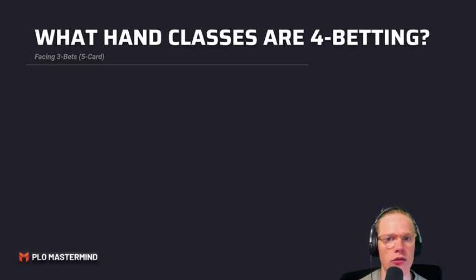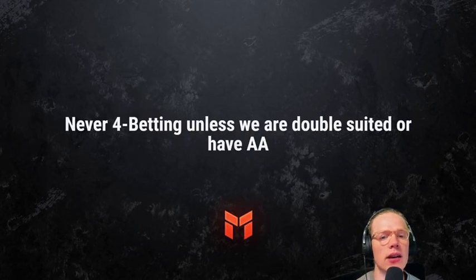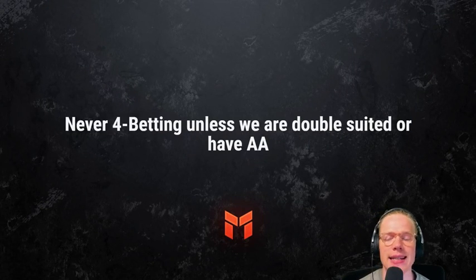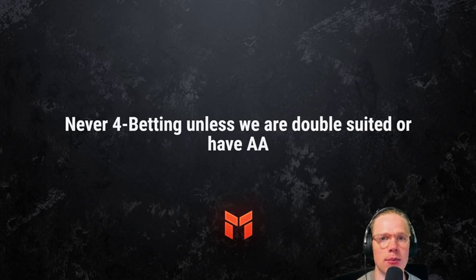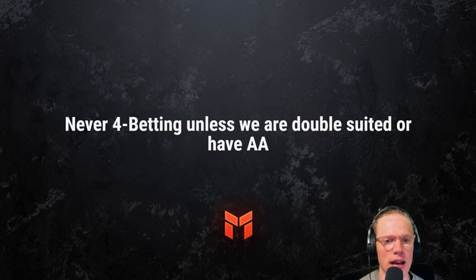And in terms of our 4-bets, there's a few things we can look at here, but I firstly want to bring up a couple of very simplified concepts that will help you get a good grasp of 4-betting in 5-card. The first one is that we're basically never 4-betting a hand unless it is double suited or it has ace ace. And we mentioned before that it's very easy to have a double suited hand. As a result, if we don't have a double suited hand or we don't have ace ace, our hand just really does not perform well as a 4-bet.